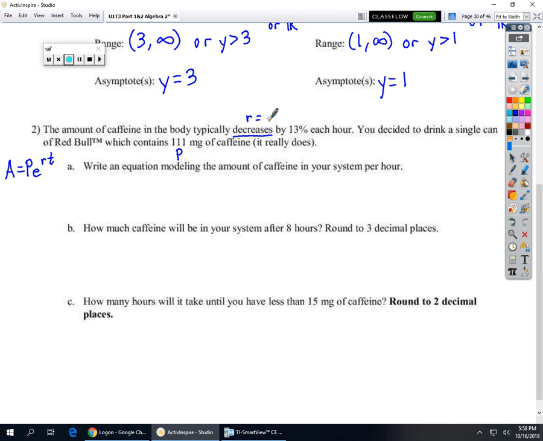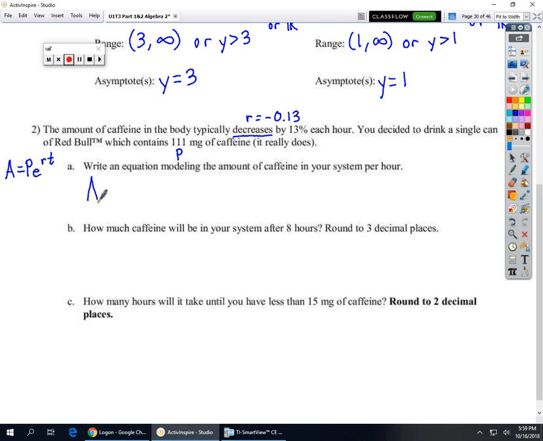Now, it's decreasing by 13%. Remember, with percents, think of them as actual cents. How would you write 13 cents as a decimal? It would be 0.13. See, 13 cents, 13%. So R equals negative 0.13. What about the time? Well, it doesn't tell me the time. It's per hour. That's actually our variable.